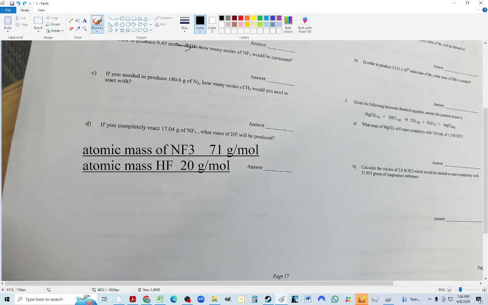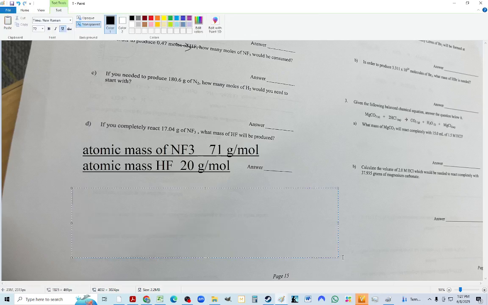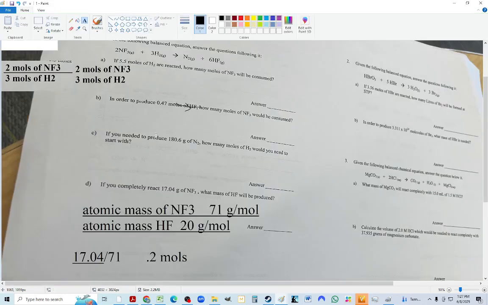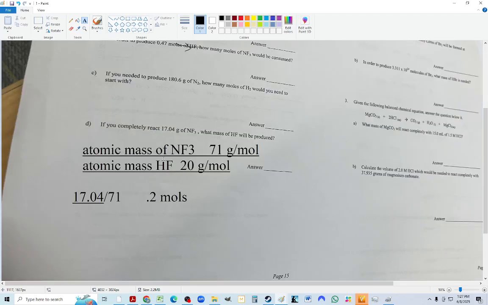So here's the process. I would have to take what mass of HF will produce. Well, I have to figure out how many moles this 17.04 grams is. So I have to divide it by its molecular mass or its atomic mass, which is 71. You can see I'm going to have less than 1 mole. It's going to be roughly 0.2 moles. And now that means I have to figure out what the ratio of NF3 to HF is in the equation, because I want to know NF3. And as we said, it's 2 NF3 for 6 HF.